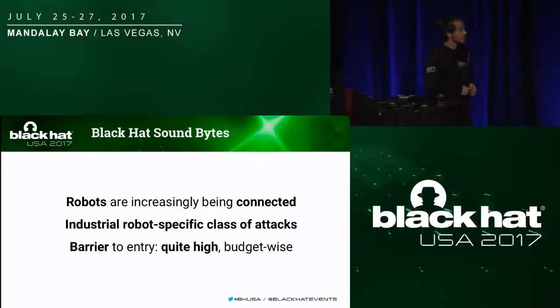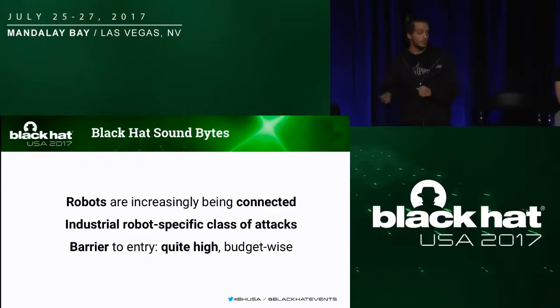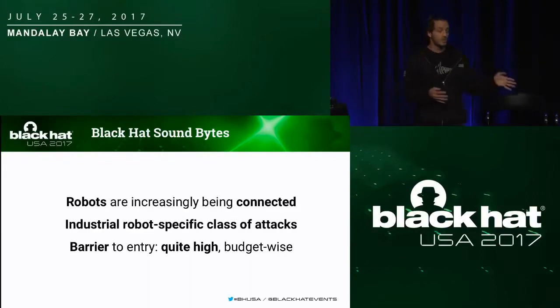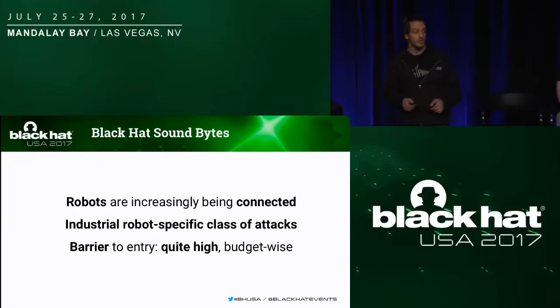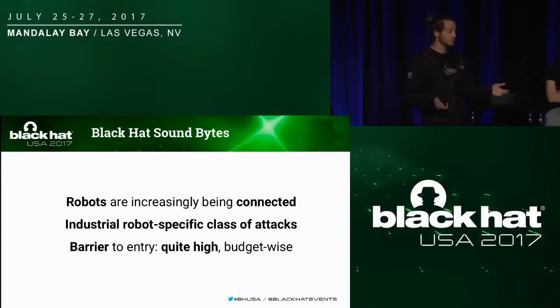We have seen in this presentation that robots are being increasingly connected. This can pose a problem. We developed some industrial robot-specific classes of attack, and this happens also because these robots are extremely flexible. The barrier to entry, fortunately, is quite high. An industrial robot can cost at least $75,000 used. But of course, we know that this isn't a barrier for a motivated attacker or for an attacker with the financial means.